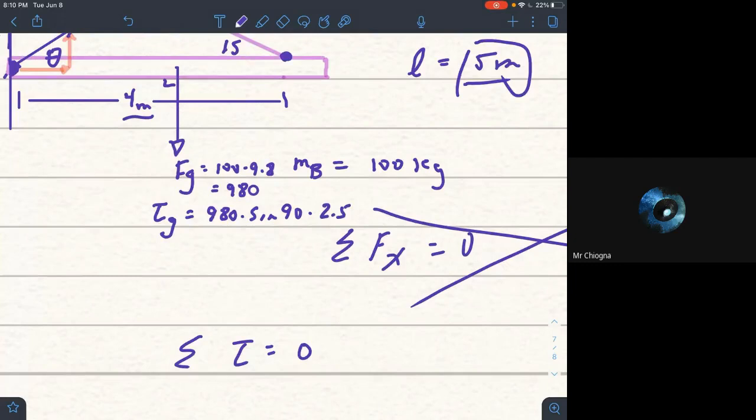It's 1/2 L. Half the length, half the 5 meters. Is it half the 4? No, we want to use the full length of the beam. The weight's considered to act dead center. So that 980 times 2.5 reduces to about 2,500.